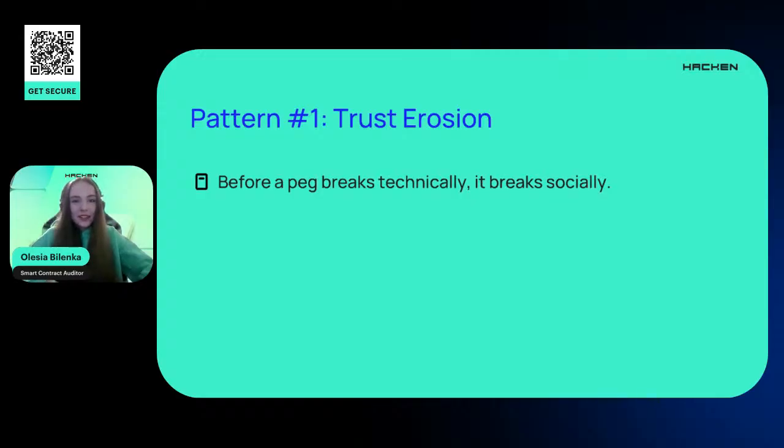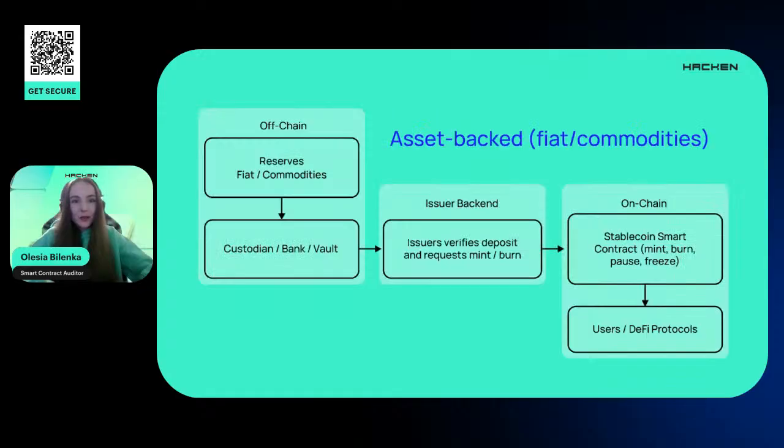Let's start with the simplest stablecoin model, the asset-backed one. Here is how it works. On the left, we can see the off-chain part, which is reserves, fiat or commodities, which are stored in a bank or a vault. In the middle, the issuer backend. It verifies the off-chain deposit and triggers mints and burns. And on the right, the on-chain smart contracts that users and DeFi protocols interact with.